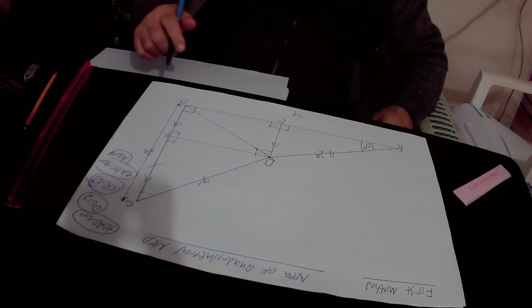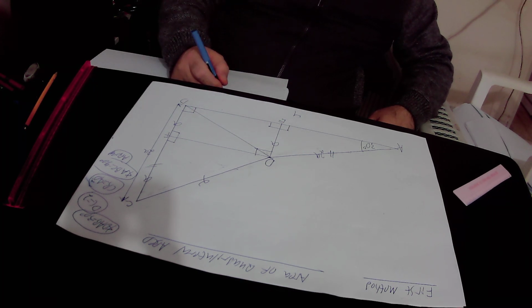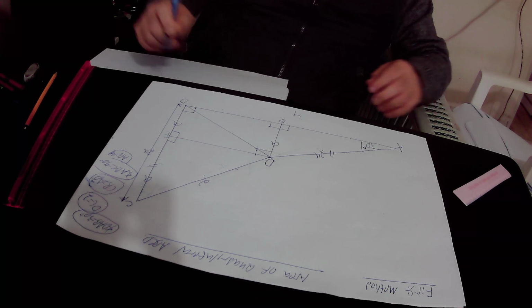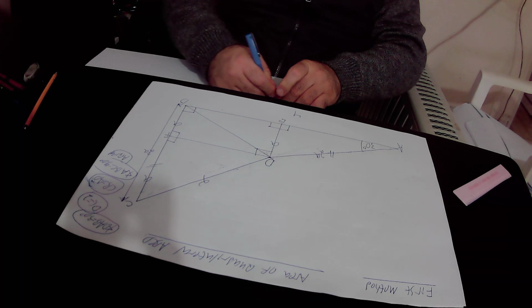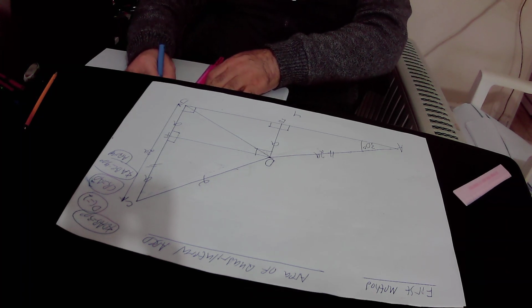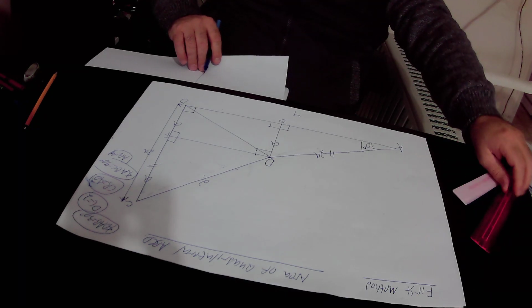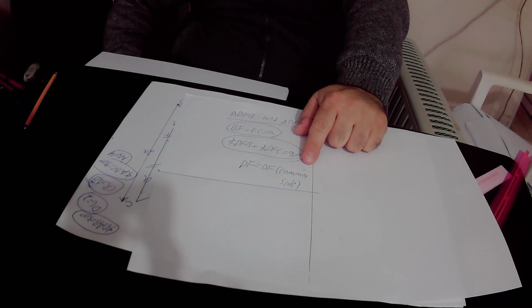And we also have a common side. DF is the common side, it belongs to both triangles. So we can write down that DF equals DF. It's a common side that belongs to both triangles.